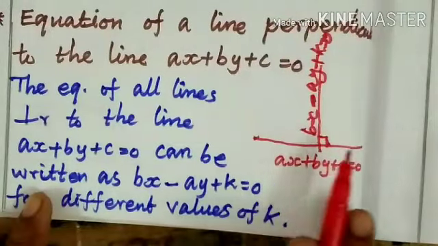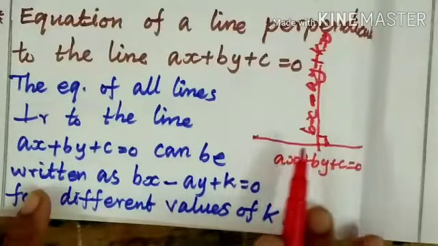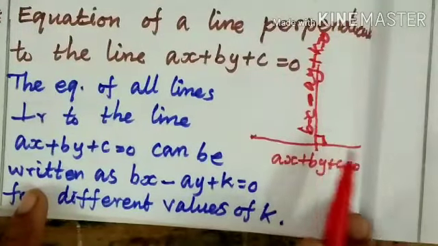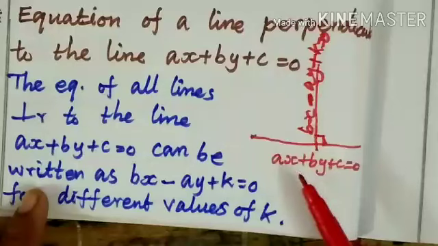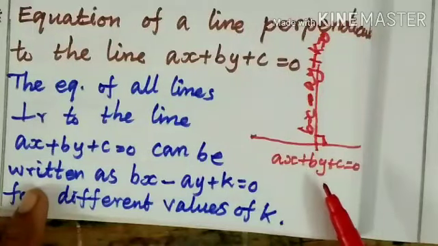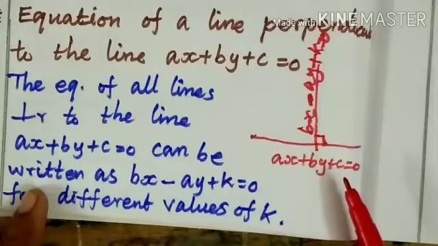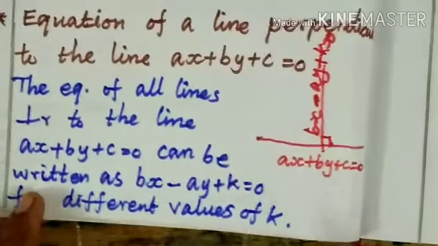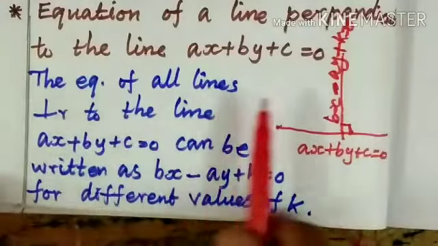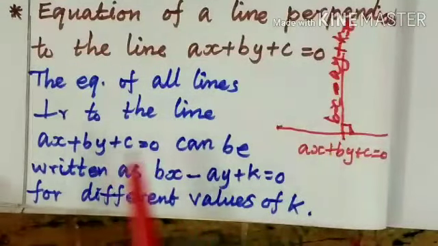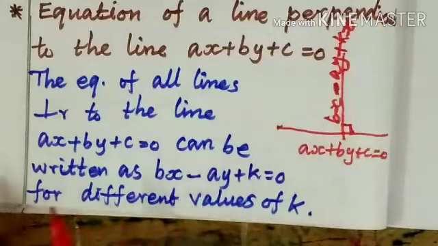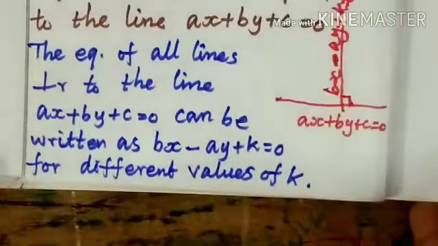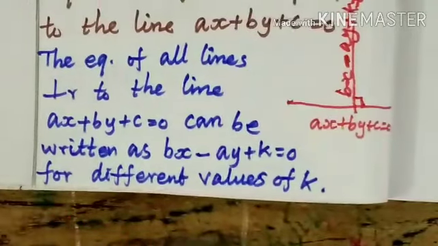When two lines are perpendicular, then the product of their slopes is equal to minus 1. So, we only have to interchange the x coordinate and y coordinate, then change the sign of the y coefficient. Then instead of the constant term, you put k. So, the equation of all lines perpendicular to the line ax plus by plus c is equal to 0 can be written as bx minus ay plus k is equal to 0 for different values of k.